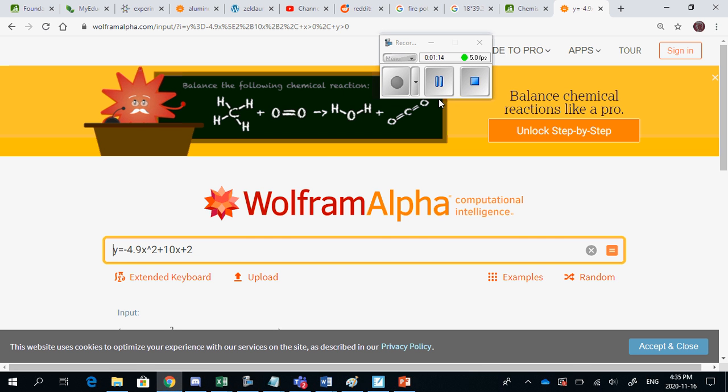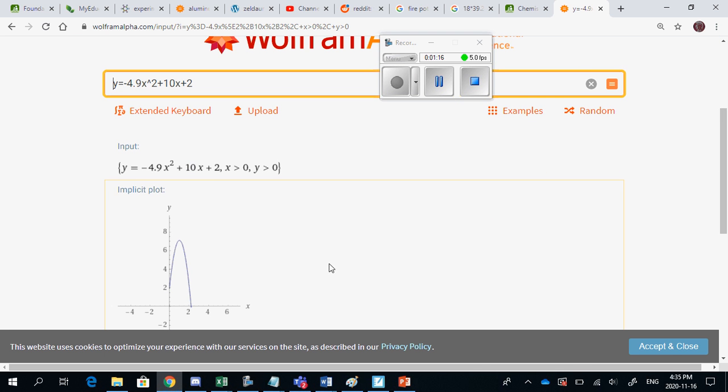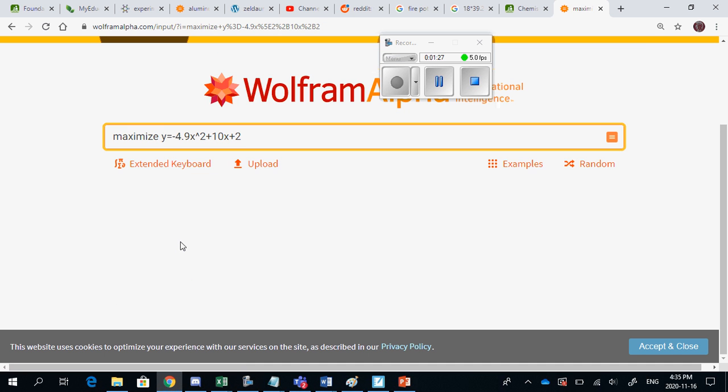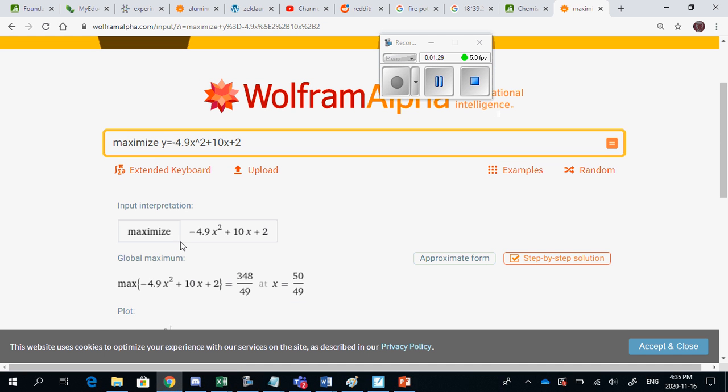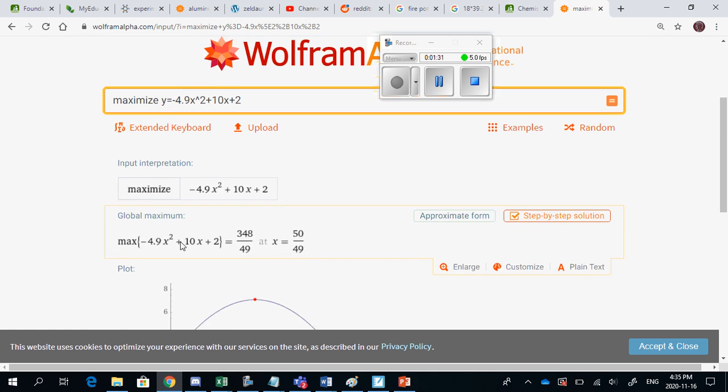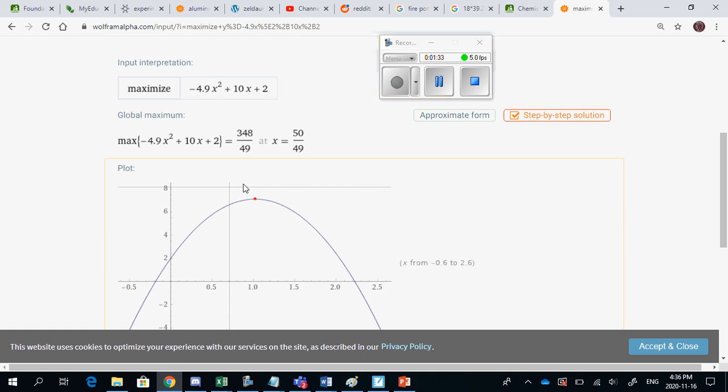What the question is asking us to find is the highest point on the graph. Where does my ball reach its highest point, and when does my ball reach its highest point? So I'm going to ask Wolfram to maximize this equation. And it does that, and it finds a maximum, and you can see it even redrew the graph for me and showed me the highest point.